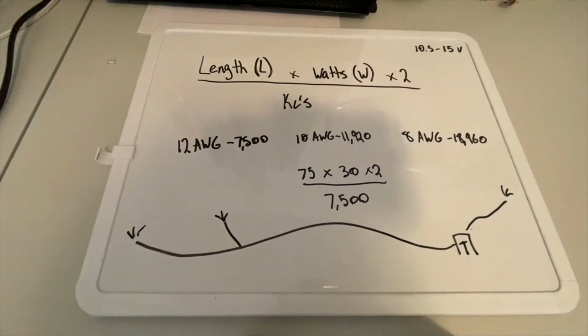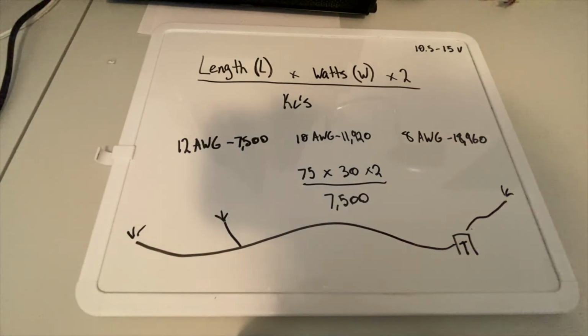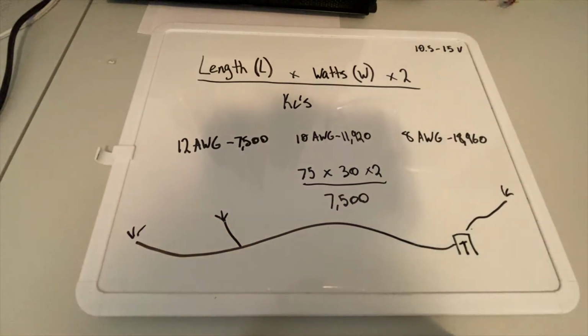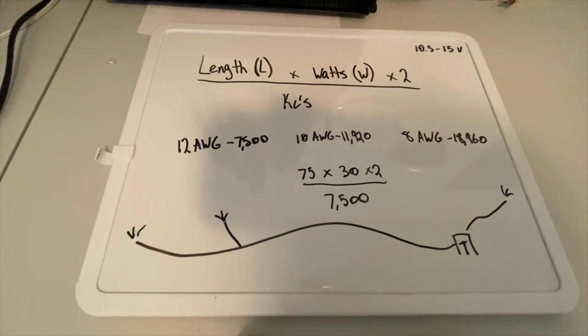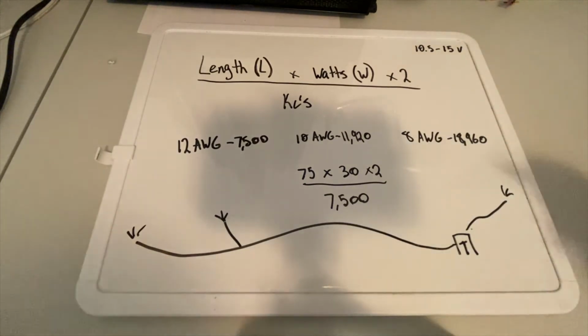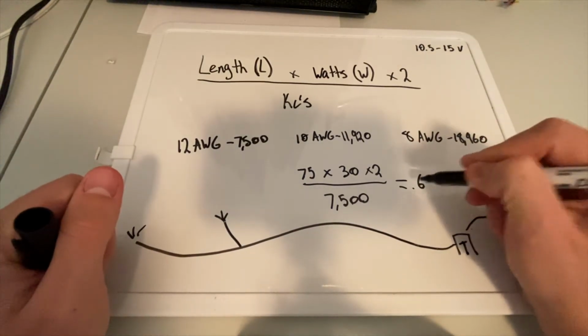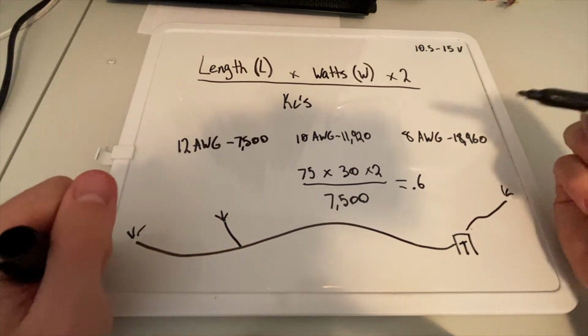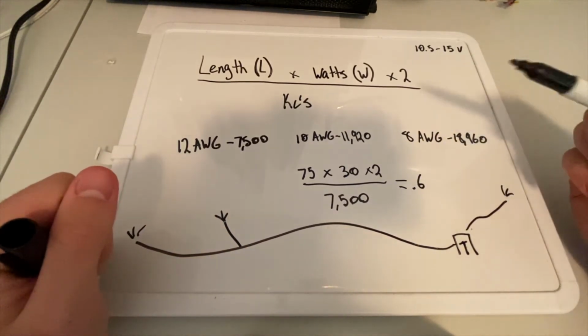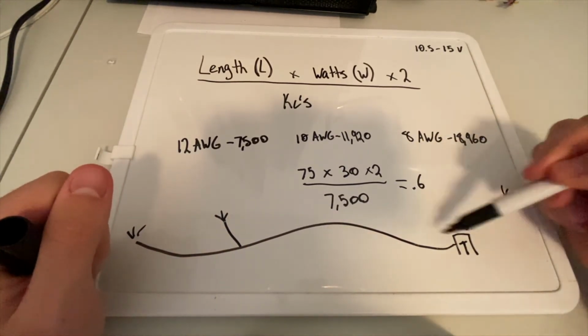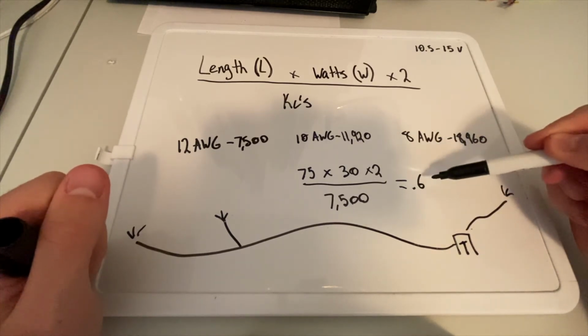So you'd get 75 times 30 times 2. You divide that by 7,500. And that equals 0.6. So what that means is that the voltage drop is 0.6 volts.